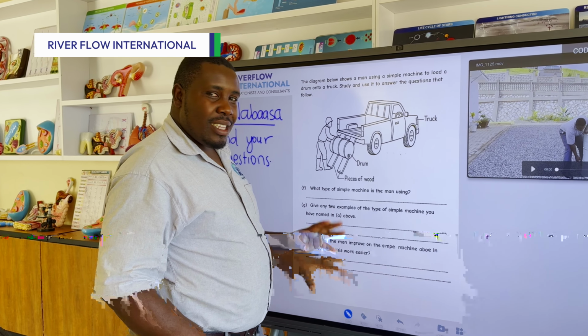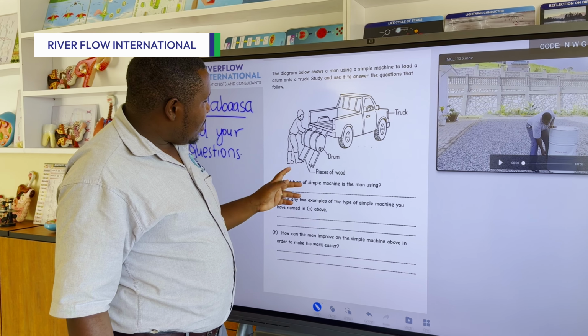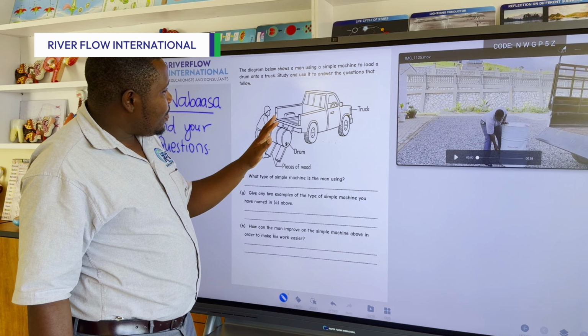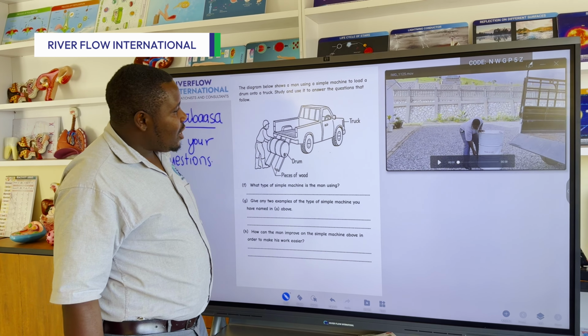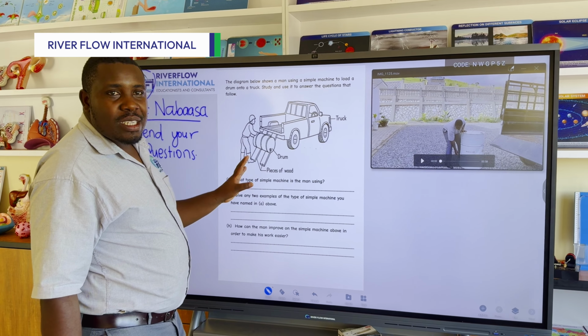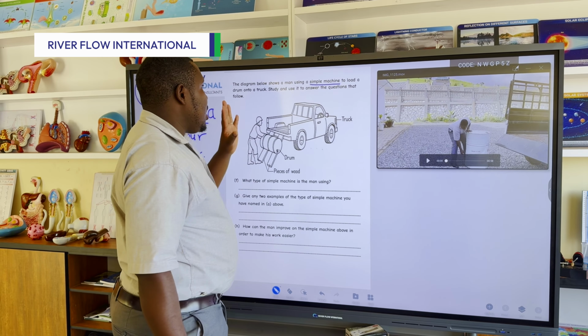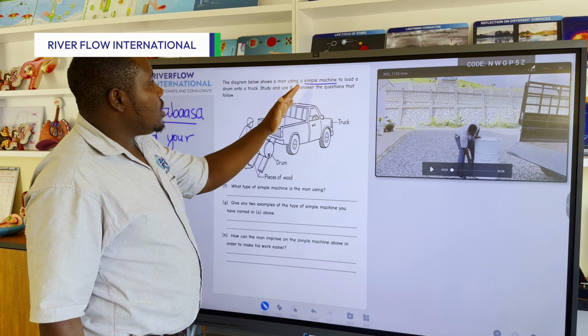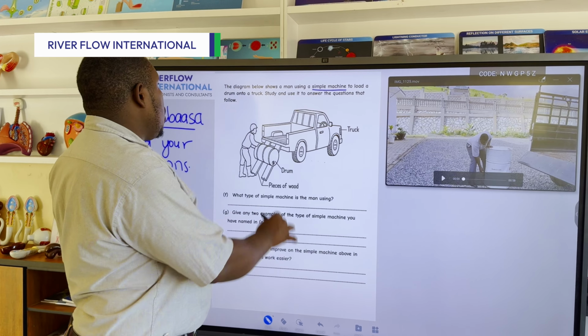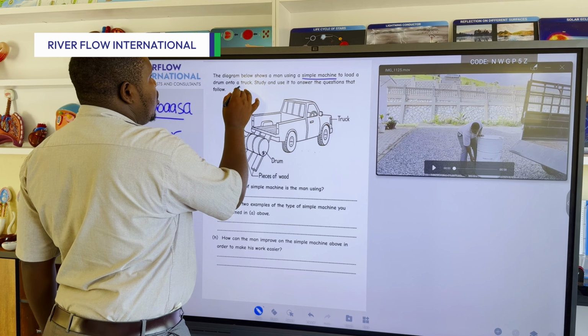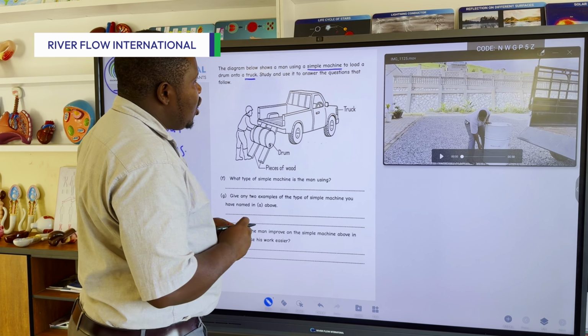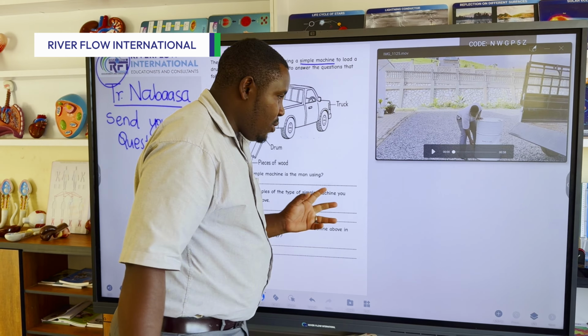Today we are going to look at this item. There is a man trying to push a drum, load it on the vehicle, and is using some kind of simple machine. The question says the diagram below shows a man using a simple machine to load a drum onto a truck. Study it and use it to answer the questions that follow.